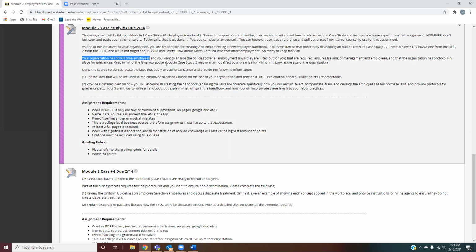Let's go ahead and take a look at the first thing you were to do. First, list the laws that should be included in your employee handbook based on the size of your organization, 20 or more, and then write a brief explanation of each. So really all you had to do was just list a handful of laws and then define them. Let me go ahead and show you what I was looking for.